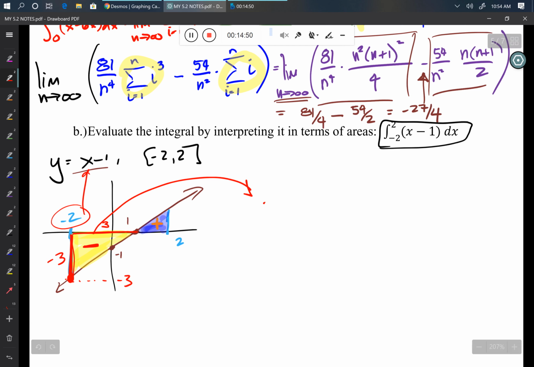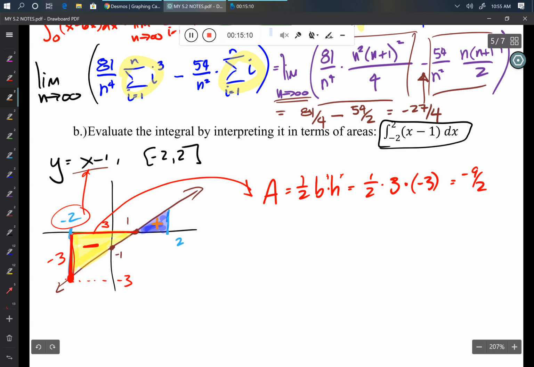So then the area is going to be 1/2 base times height. And I'm going to say height in quotes here because we're actually talking about negative. Right? Which means it's going to be 1/2 times base of 3 times height of -3, or -9/2.